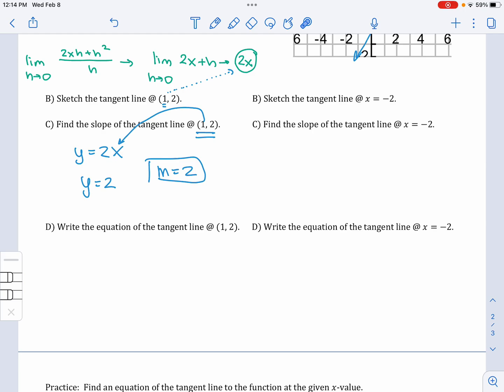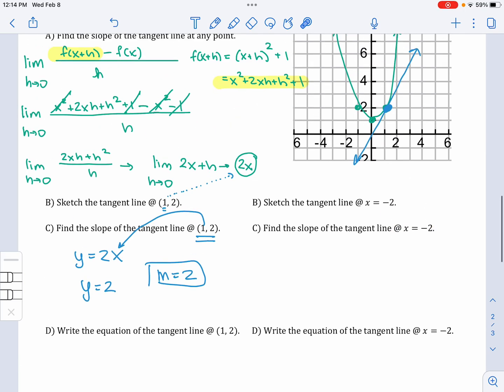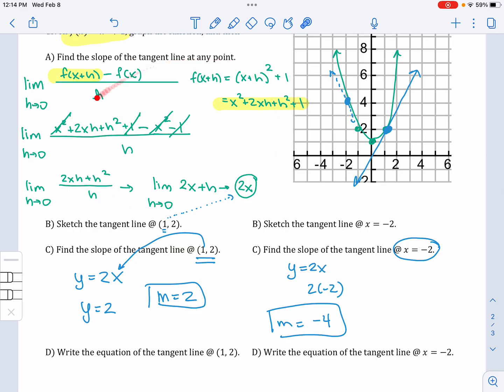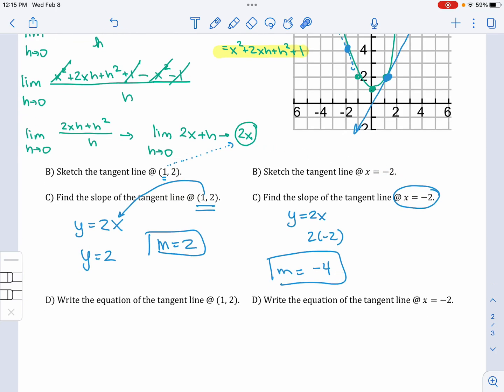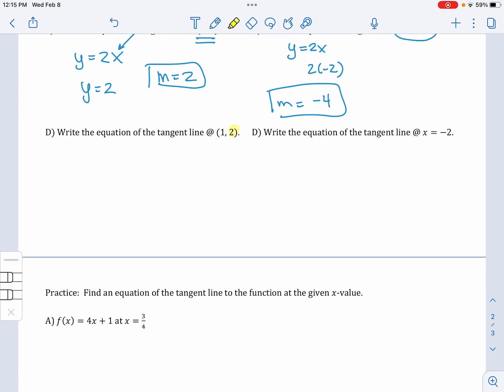So if somebody said to you, find the slope at x equals -2, well, -2 is over here somewhere. So if somebody told me to find the slope of that, I would take the equation that I got from part A, replace the x with -2, and the slope would be -4. So essentially, any point I give you, you just take the x value and sub it into the equation, and that gets you your new slope. Okay?